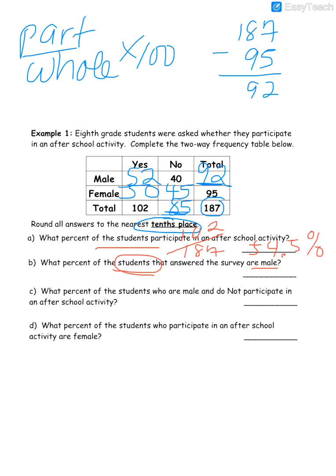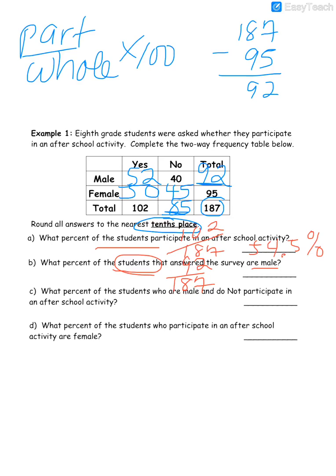So once again, you have to ask yourself, who's your denominator going to be? Hopefully you wrote down 187. And we are going to figure out how many of them are male. So I'm going to go on my male row, and I have 52 who said yes and 40 who said no, and in total there are 92 males. So 92 is my part, and I'm going to do 92 divided by 187, times it by 100, and then round to the nearest tenths place.